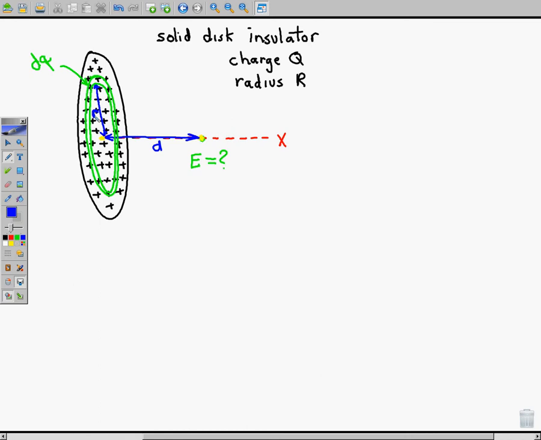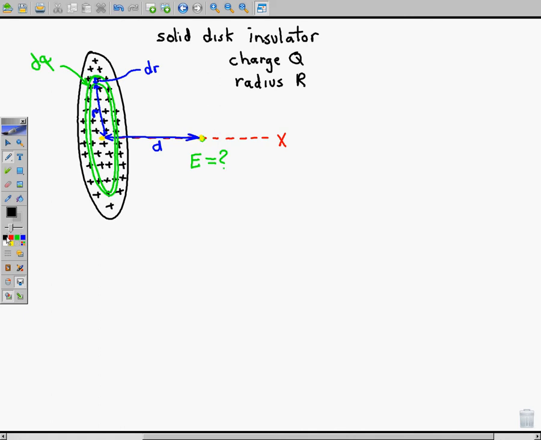So we're going to be adding up ring by ring by ring. This little piece right in there is a little dr. And ultimately, that's our goal, to get to dr. Okay, well, the good news is we already know what the total electric field strength is due to that ring. That was our last problem.